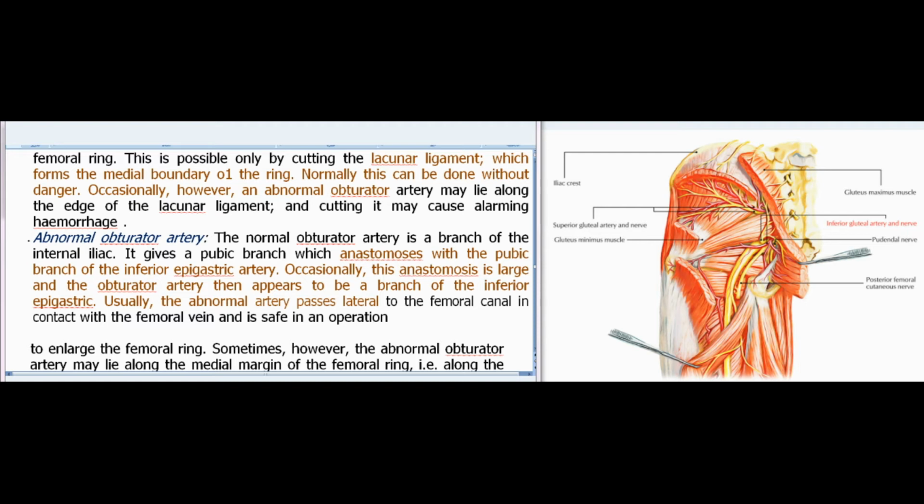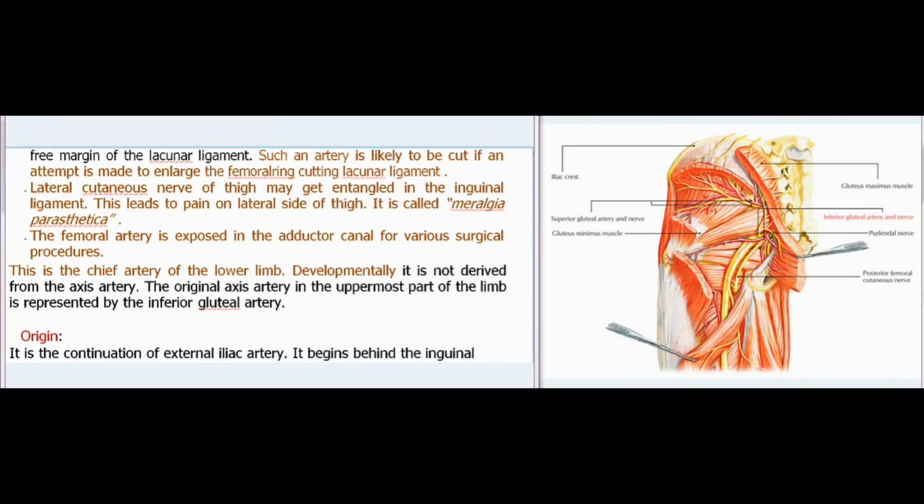Sometimes, however, the abnormal obturator artery may lie along the medial margin of the femoral ring, i.e. along the free margin of the lacunar ligament. Such an artery is likely to be cut if an attempt is made to enlarge the femoral ring by cutting the lacunar ligament. The lateral cutaneous nerve of the thigh may get entangled in the inguinal ligament. This leads to pain on the lateral side of the thigh. It is called neuralgia paresthetica.